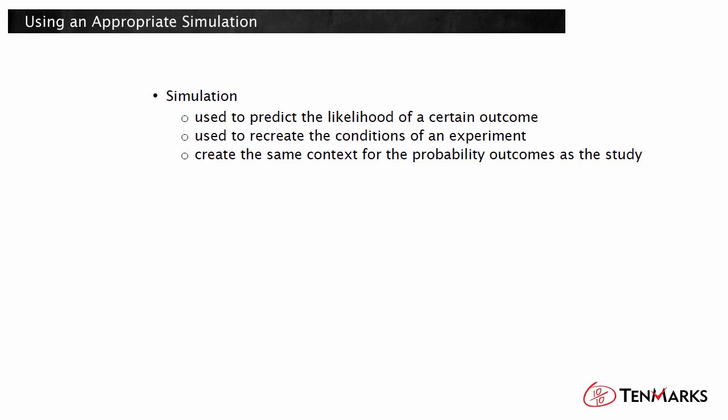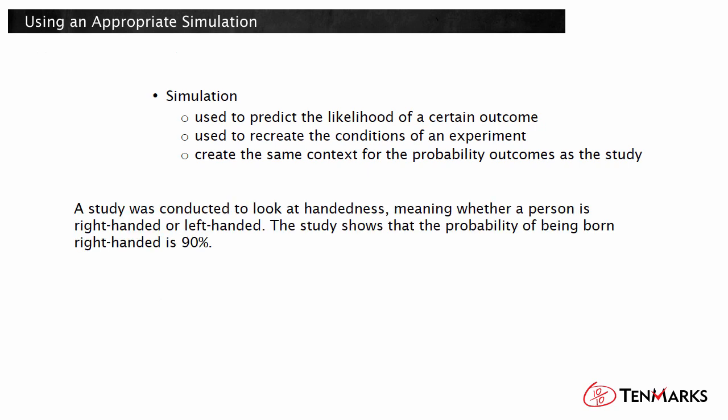Let's consider a scenario. A study was conducted to look at handedness, meaning whether a person is right-handed or left-handed. The study shows that the probability of being born right-handed is 90%. In this study, there are two possible outcomes, right-handed or left-handed. To create the same context in a simulation, each trial of the simulation must also have two possible outcomes.